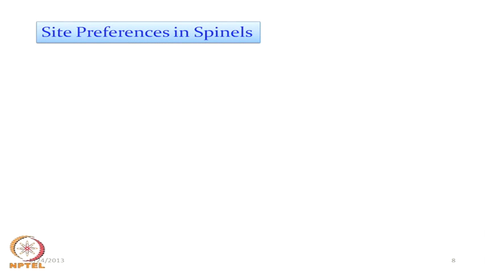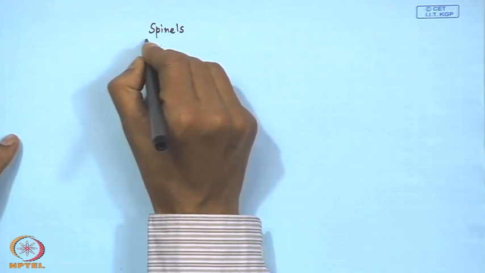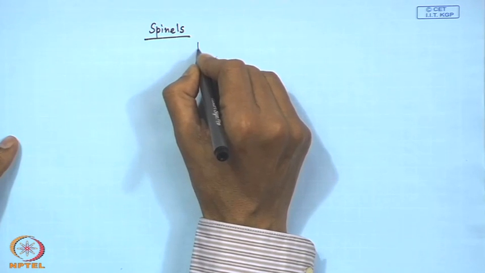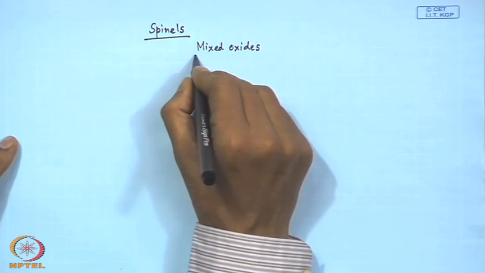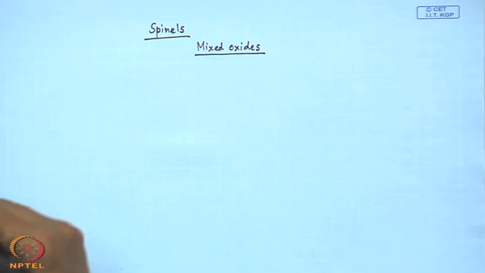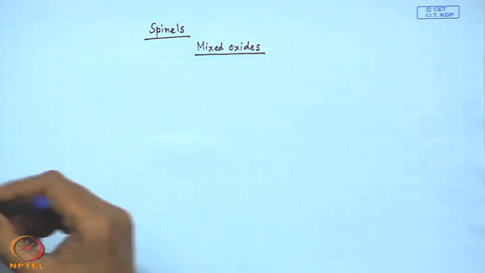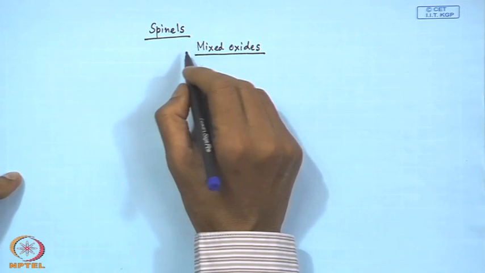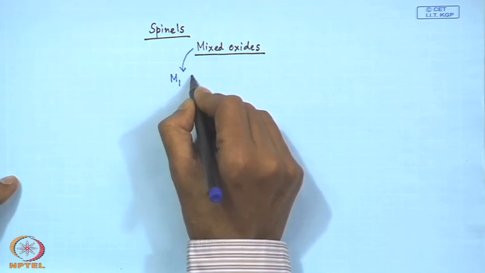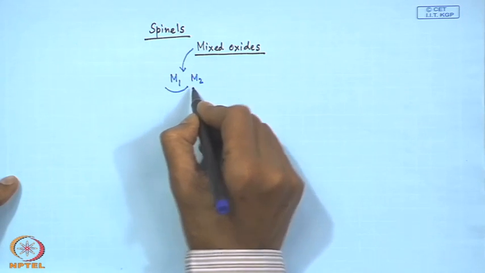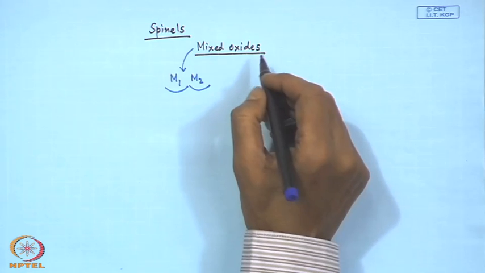Then we see some useful information related to some solid state structure which has a different name, what we call the spinels. So, these spinels are basically mixed oxides. How do we treat these mixed oxides with regard to the corresponding preference for their sites? Basically we will be talking about the preference of these mixed oxides. That means we have metal ion M1 and metal ion M2, and where M1 will be and where M2 will be.